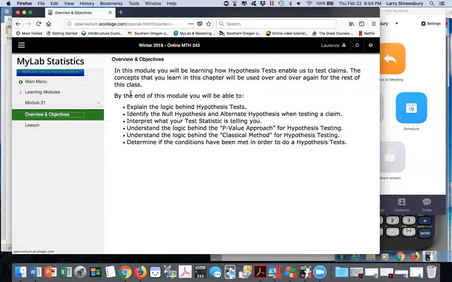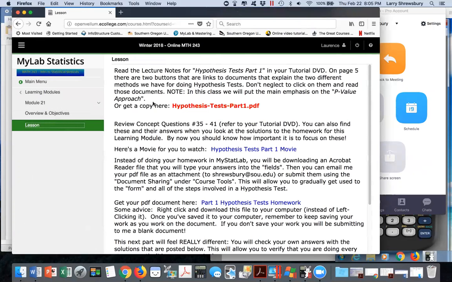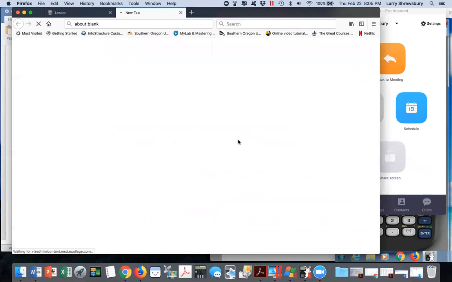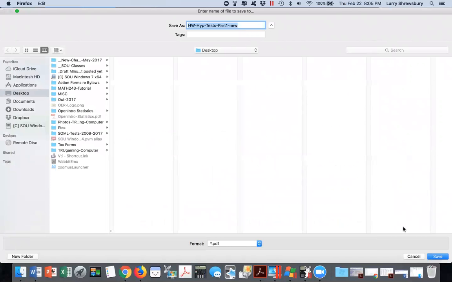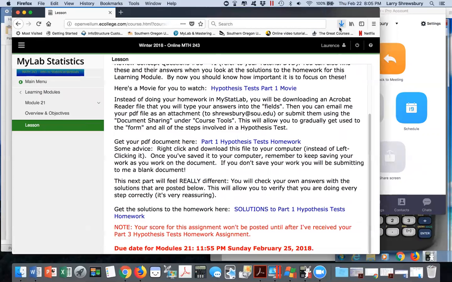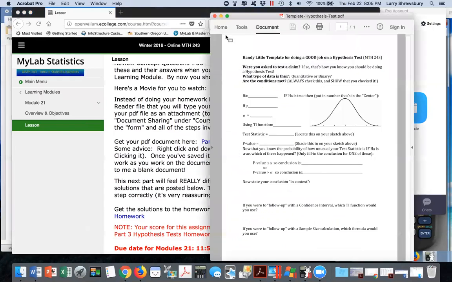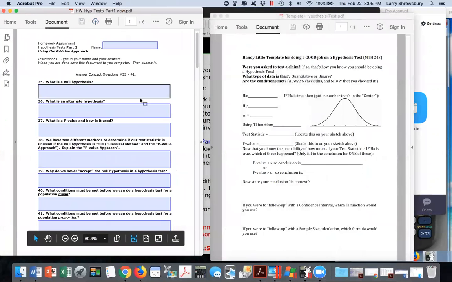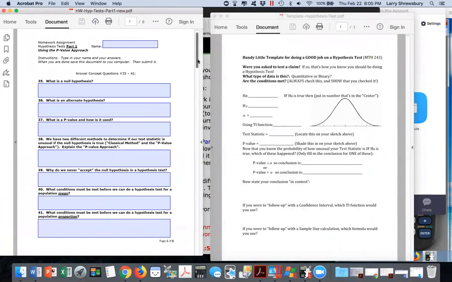Our overview and objectives. Yeah, that's all well and good, but it's in the lesson where all the important stuff is. Now, here's the lecture notes. So be sure and study those. Here's a movie. So be sure and watch that. And now here's what's so different. You're going to get this document here. Let me save that and then open it up. And it's a PDF form file. And what you're going to do is fill it in.